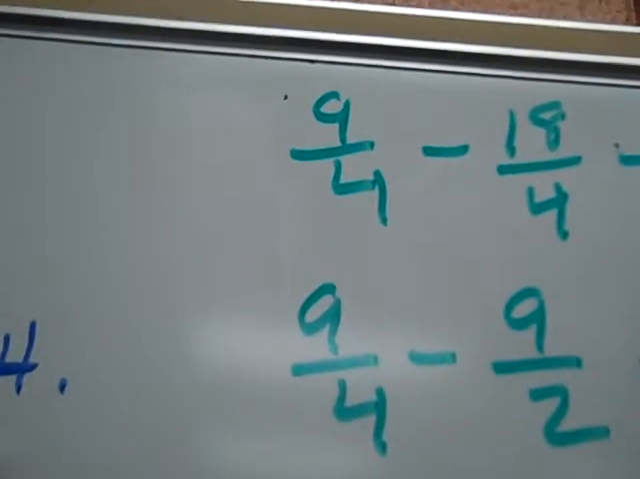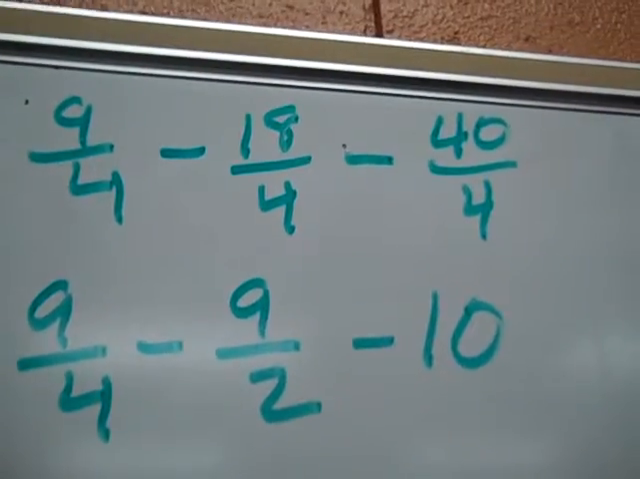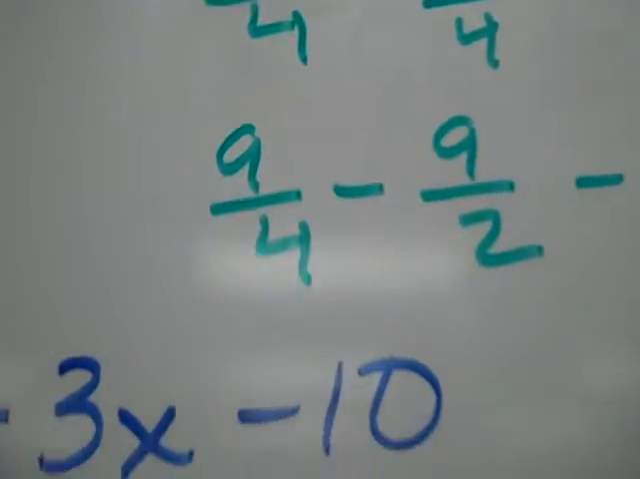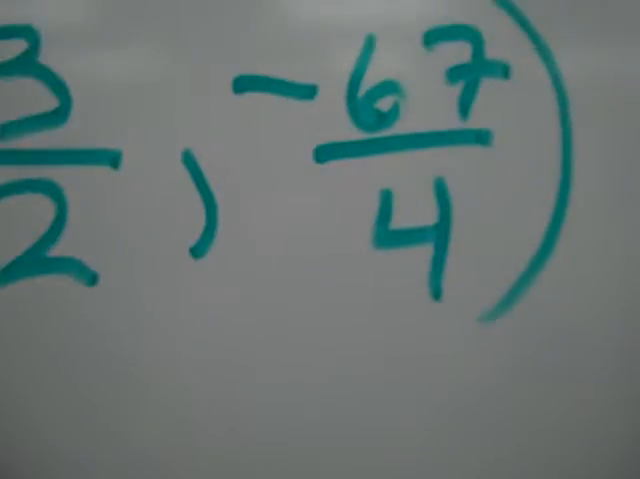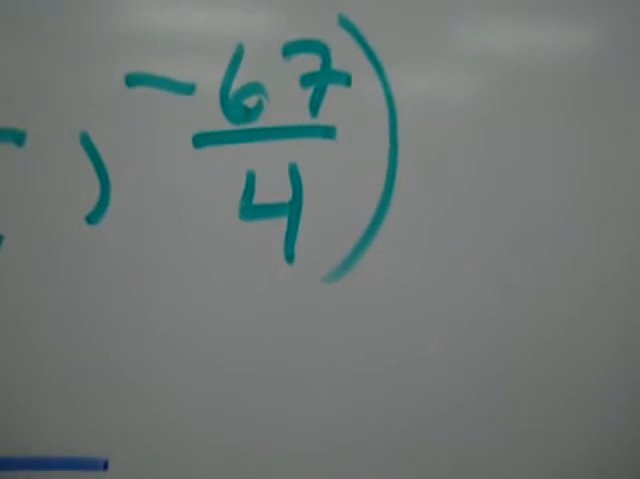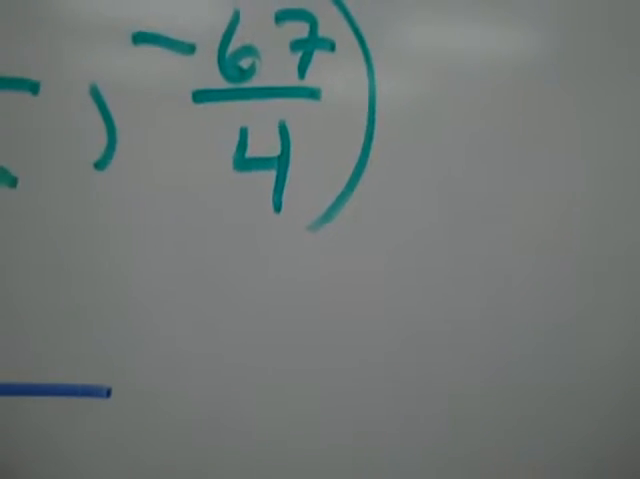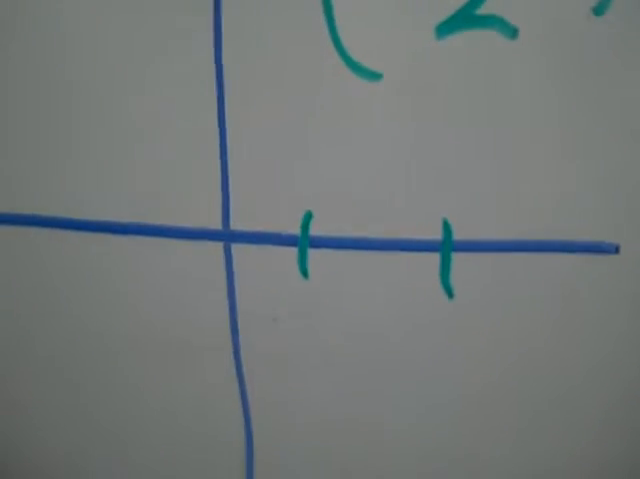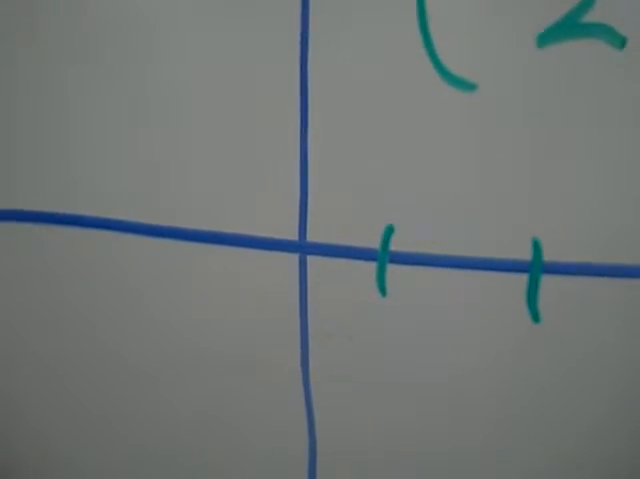9 minus 18 is negative 27. Negative 40 would be negative 67/4. Nice problem, huh? Negative 67/4 is really low. It's way down here. So 1.5, and we'll just make it right down here.